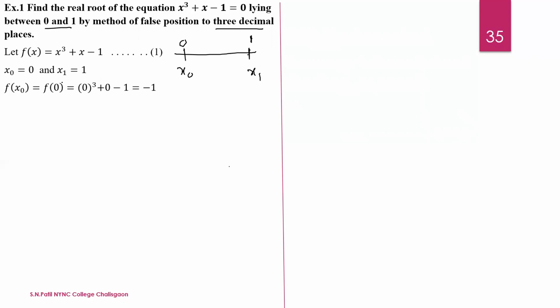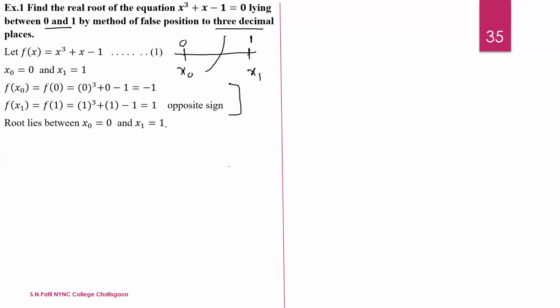When we put x naught as 0, then we get -1. Substitute the value 0 here. Now put x1 equal to 1 in the polynomial, we get 1. So here we get opposite signs. It means the root lies in the interval 0 and 1. If the interval is not given, use the same concept. Now the root lies between 0 and 1.